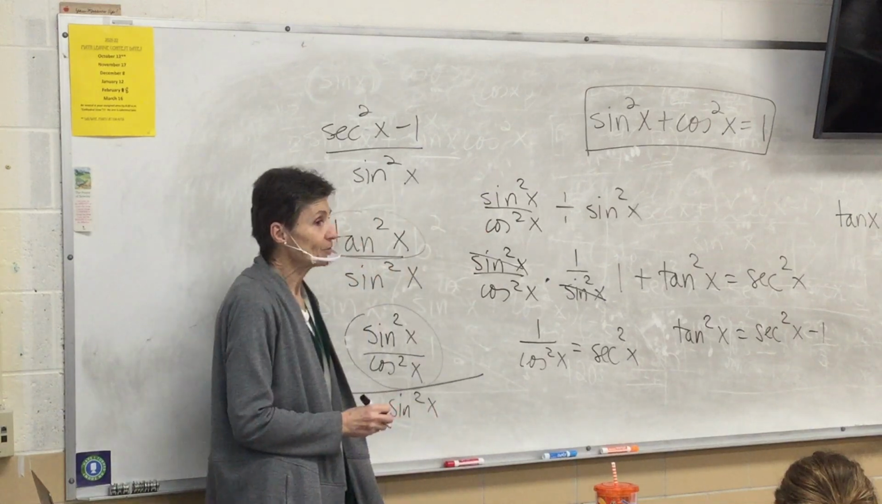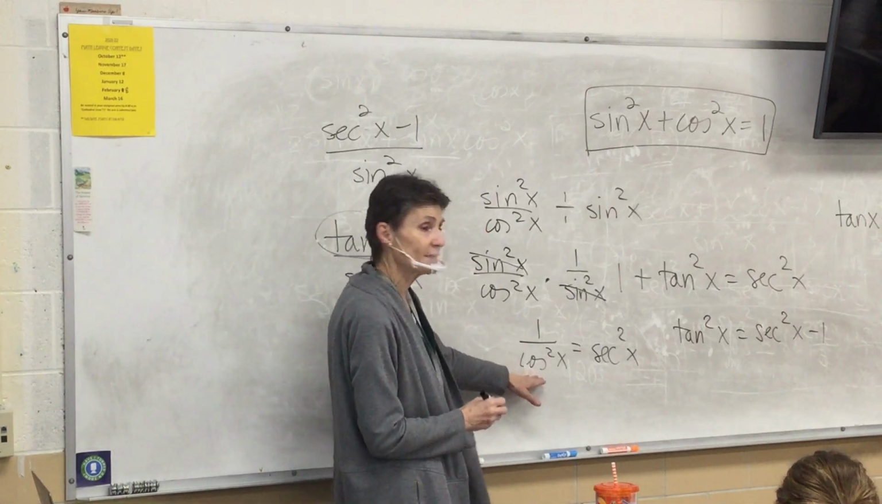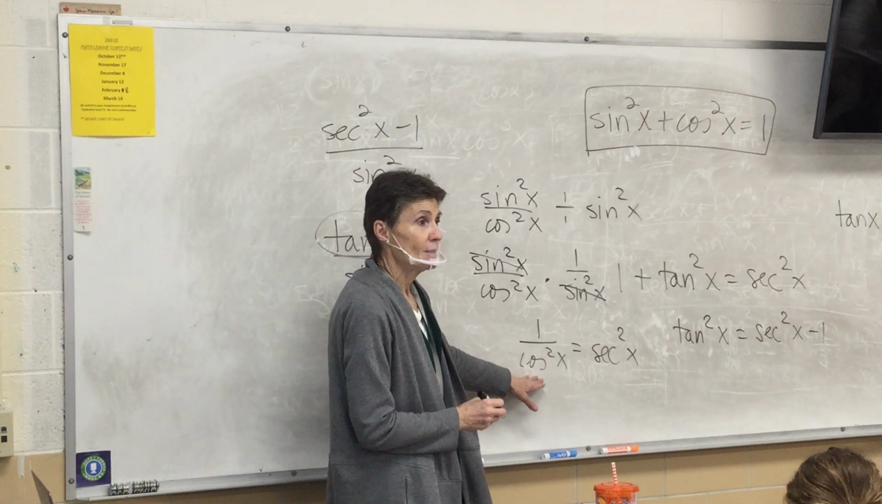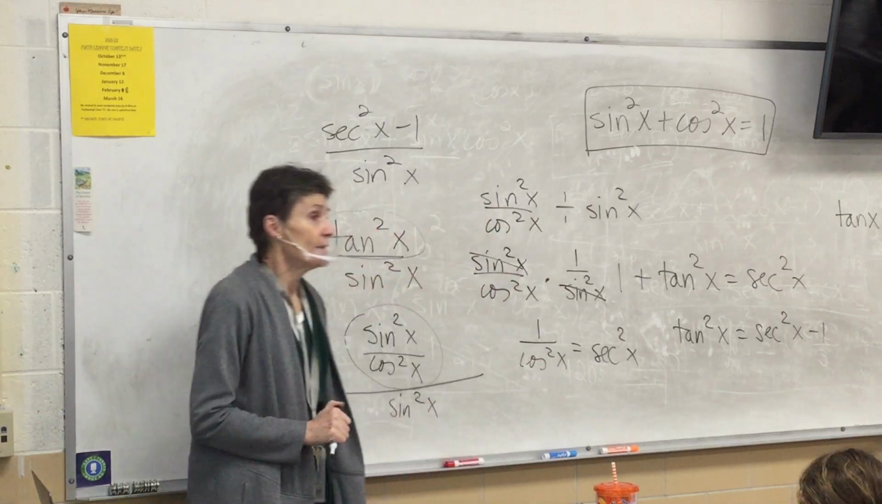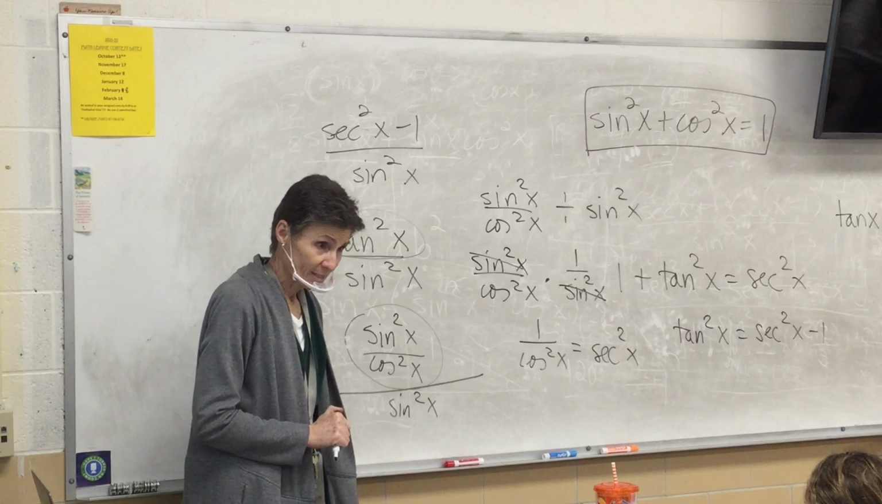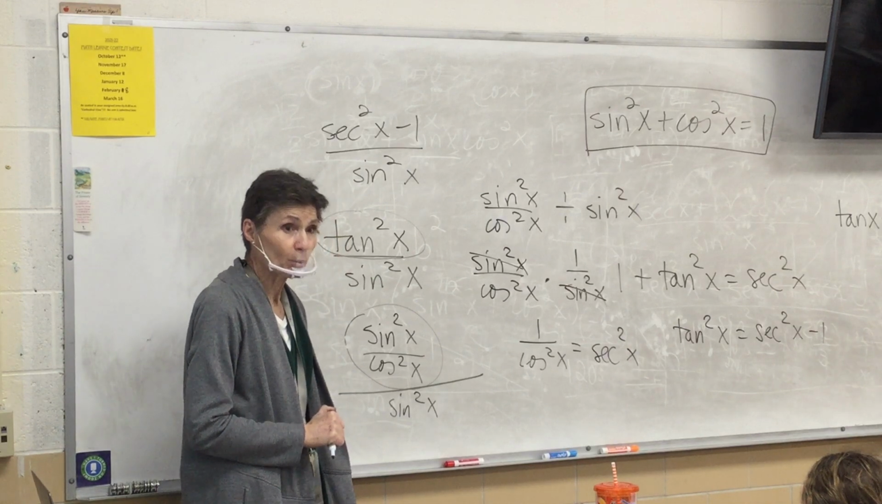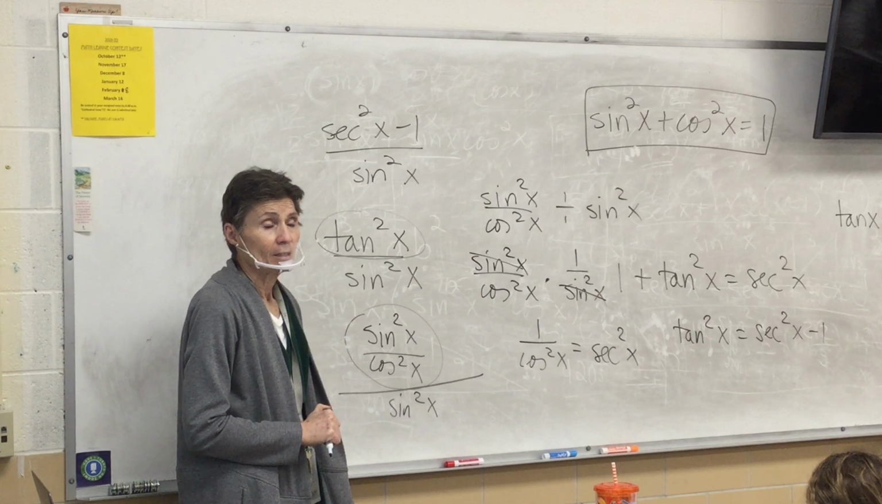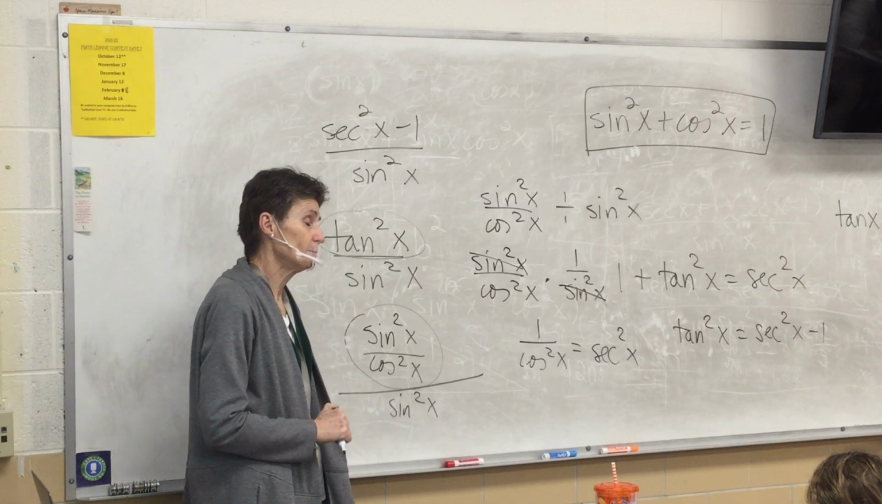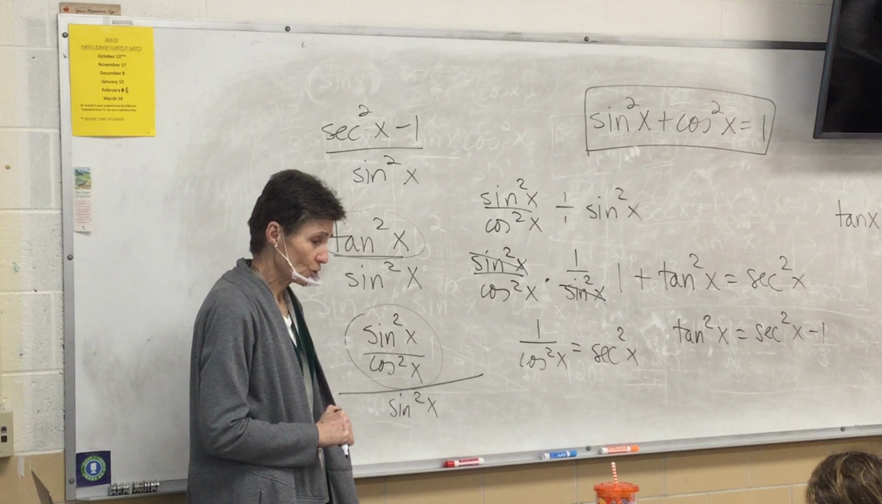Now, you don't have to do that. It's perfectly okay to leave it right here. But if you recognize, oh my gosh, I've got 1 over cosine, and 1 over cosine is secant, because they are reciprocals of each other. Oh my gosh, that's a huge problem. That is huge.